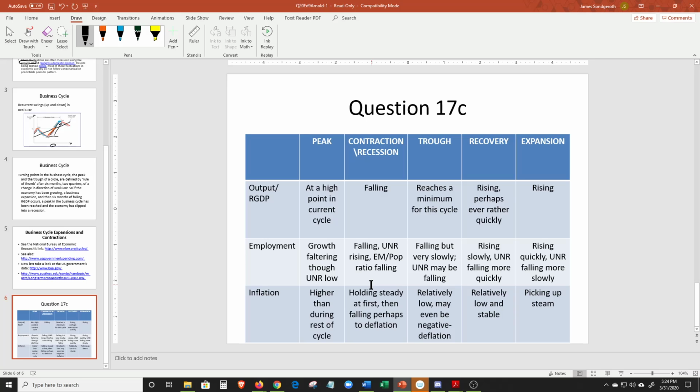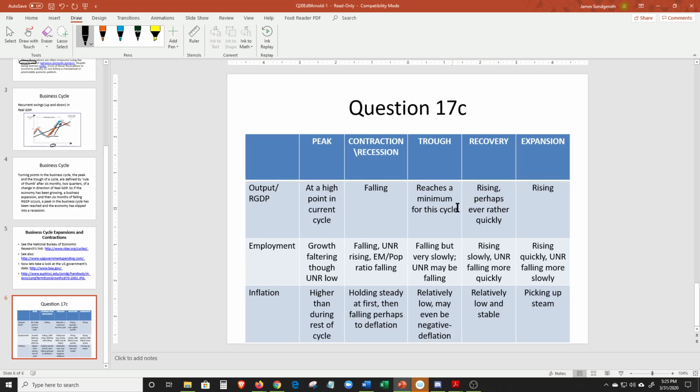Inflation at first holding steady, but then falling, and we'll have to see if it'll fall into deflation. In other words, where price levels will fall. At the trough, of course, GDP, real output, will reach a minimum. Employment will continue falling, but much more slowly. The unemployment rate may keep rising. I'm sorry, I should say rising there. Unemployment may still be rising. Inflation is going to be low, if we're not even in the deflationary period.